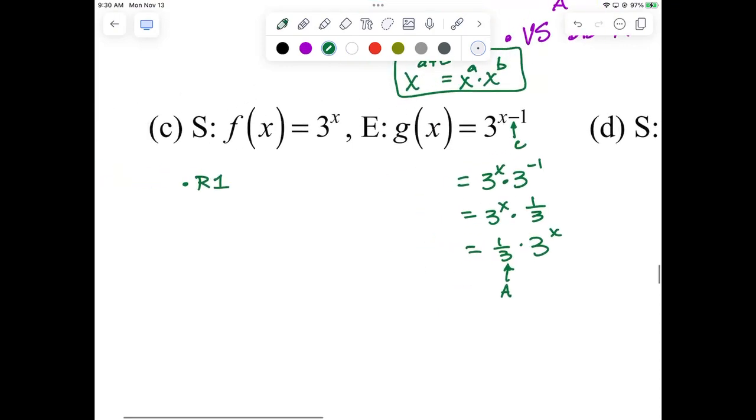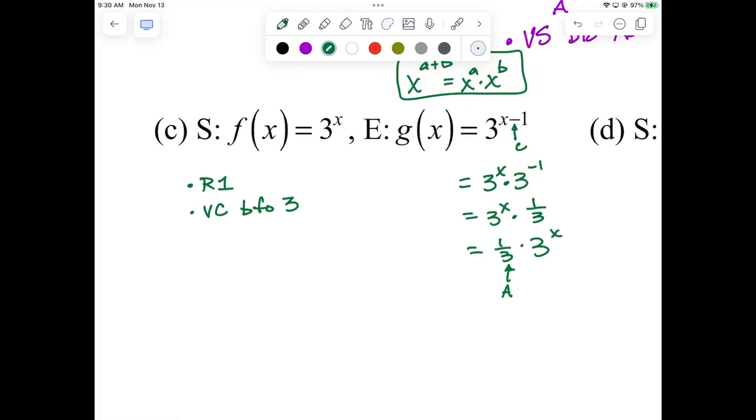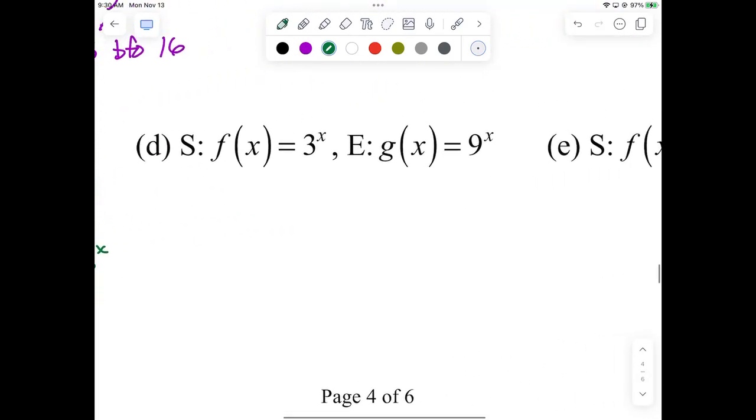So what would be the other way to do it? Either shift 3 to the x right one, or vertical compression by a factor of 3. Very good. Vertical compression by a factor of 3. All right. Not bad for a free day on a Monday, huh? Not bad. All right, let's look at this one.